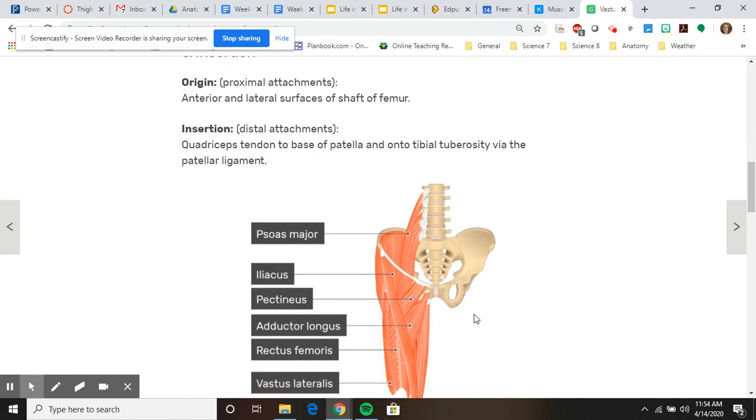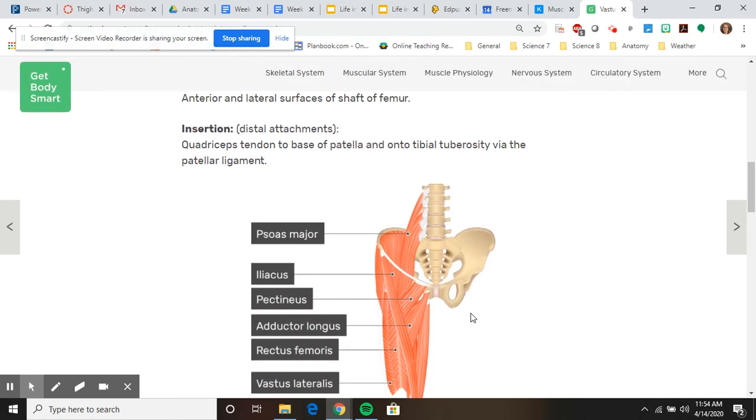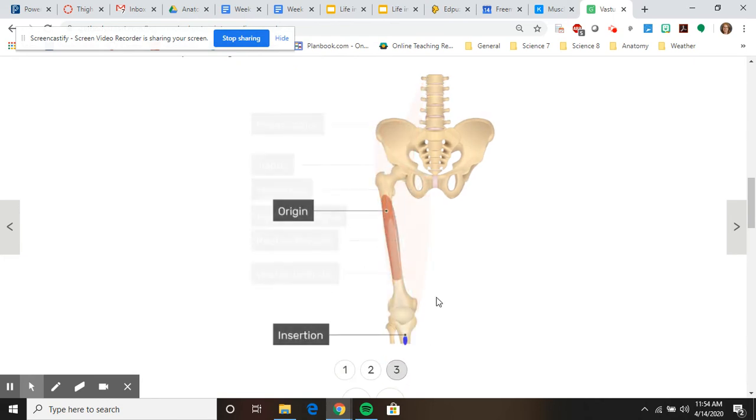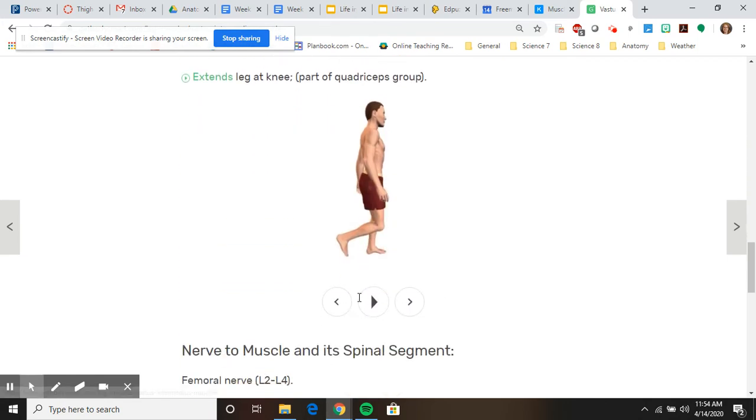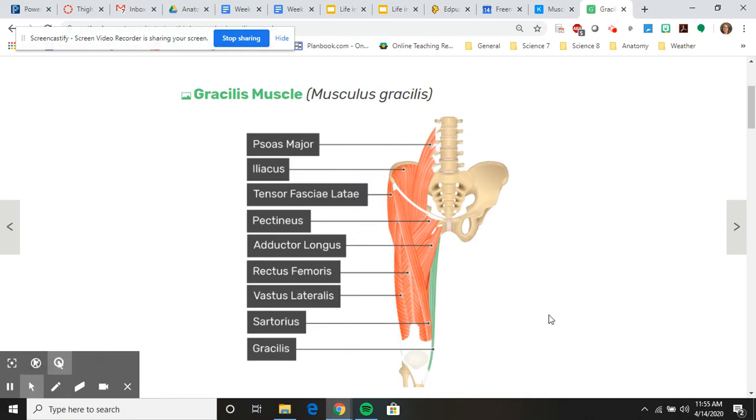And the origin is the anterior lateral surface of the shaft of the femur. And it inserts into the same quadricep tendon at the tibial tuberosity, and it also acts to extend the leg at the knee.